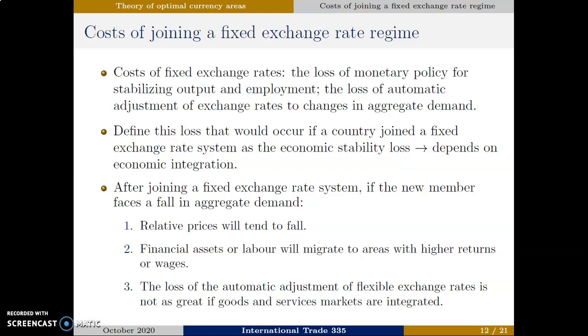This too depends on the economic integration between the country that wishes to join and the countries that have already joined the region. If, after joining a fixed exchange rate system, the new member faces falling aggregate demand, this will lead to relative prices falling. Financial assets and labor will migrate to the areas with higher returns and wages. The loss of the automatic adjustments of flexible exchange rate is therefore not as great if goods and services markets are integrated economically.